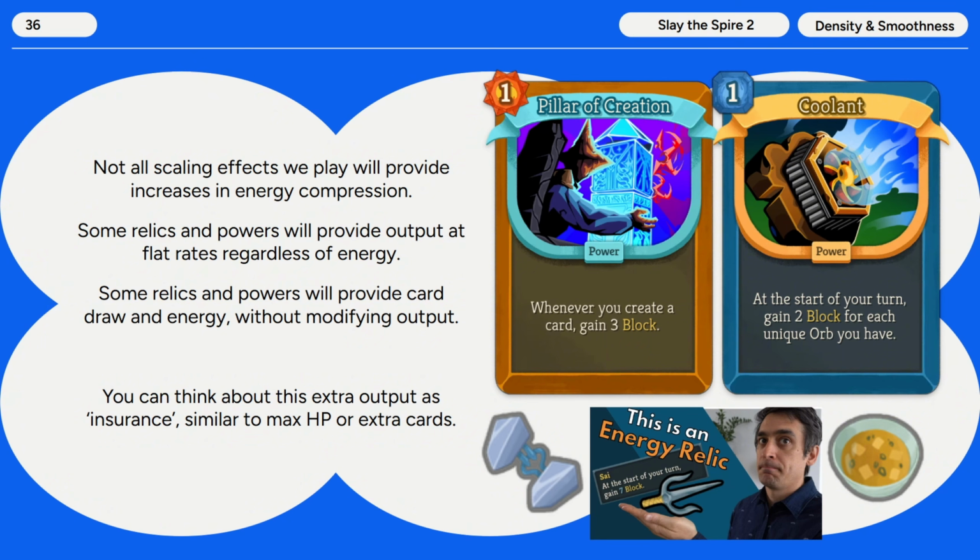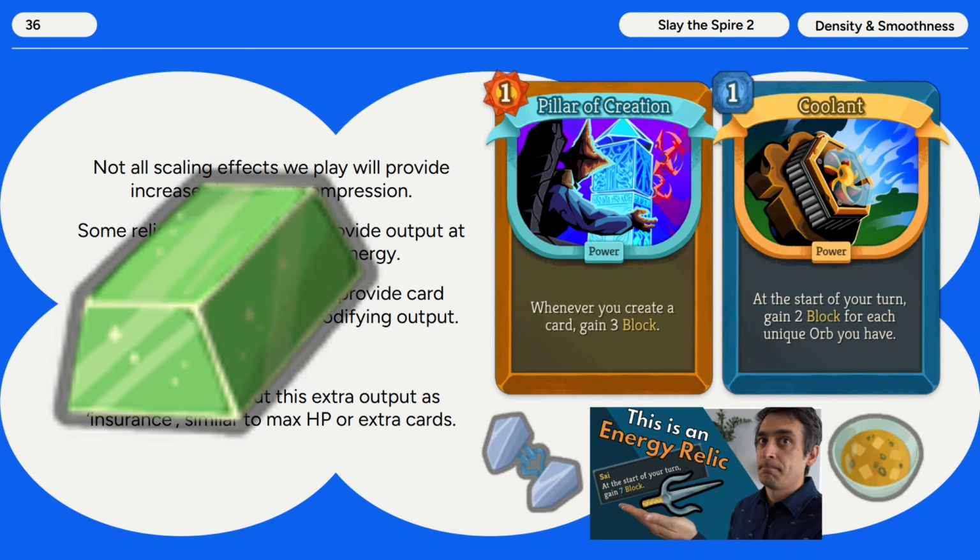But in a lot of circumstances, it is worth considering that you want these extra effects, right? Pillar of Creation, Coolant, Cloak Clasp, or the Nutritious Soup for damage as well. Nutritious Soup gives you free damage as you cycle through your deck on the strikes. You can think about these extra outputs, these flat outputs, as insurance. Similar to max HP, similar to drawing extra cards, they improve the bottom of your output. They improve the minimum of what you can be doing.